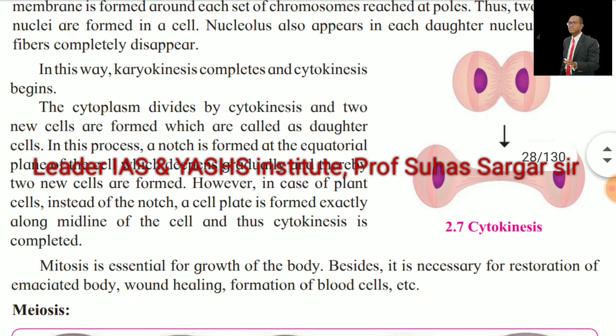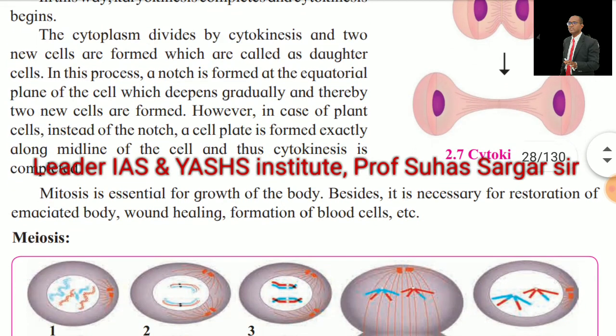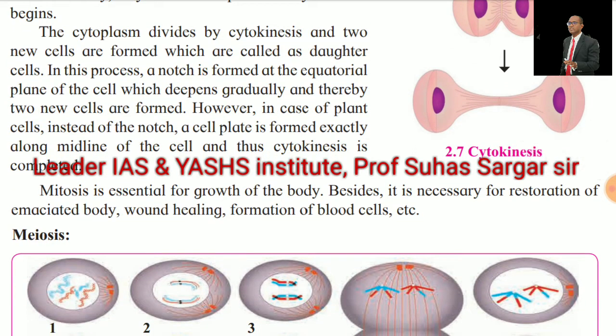The cytoplasm divides by cytokinesis and two new cells are formed, which are called daughter cells. In this process, a notch is formed at the equatorial plane of the cell which deepens gradually and thereby two new cells are formed. However, in the case of a plant cell, instead of a notch, the cell plate is formed exactly along the midline of the cell and thus the cytokinesis is completed.